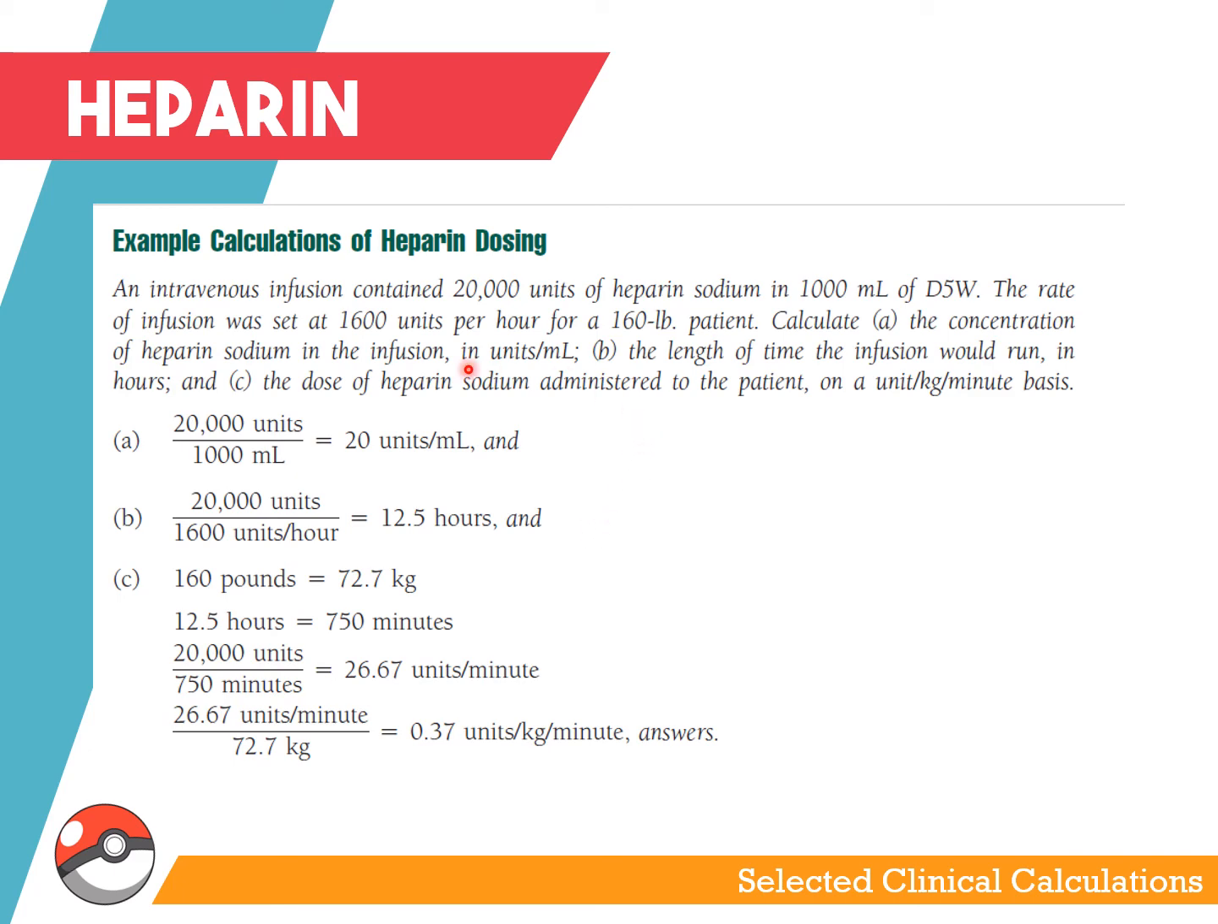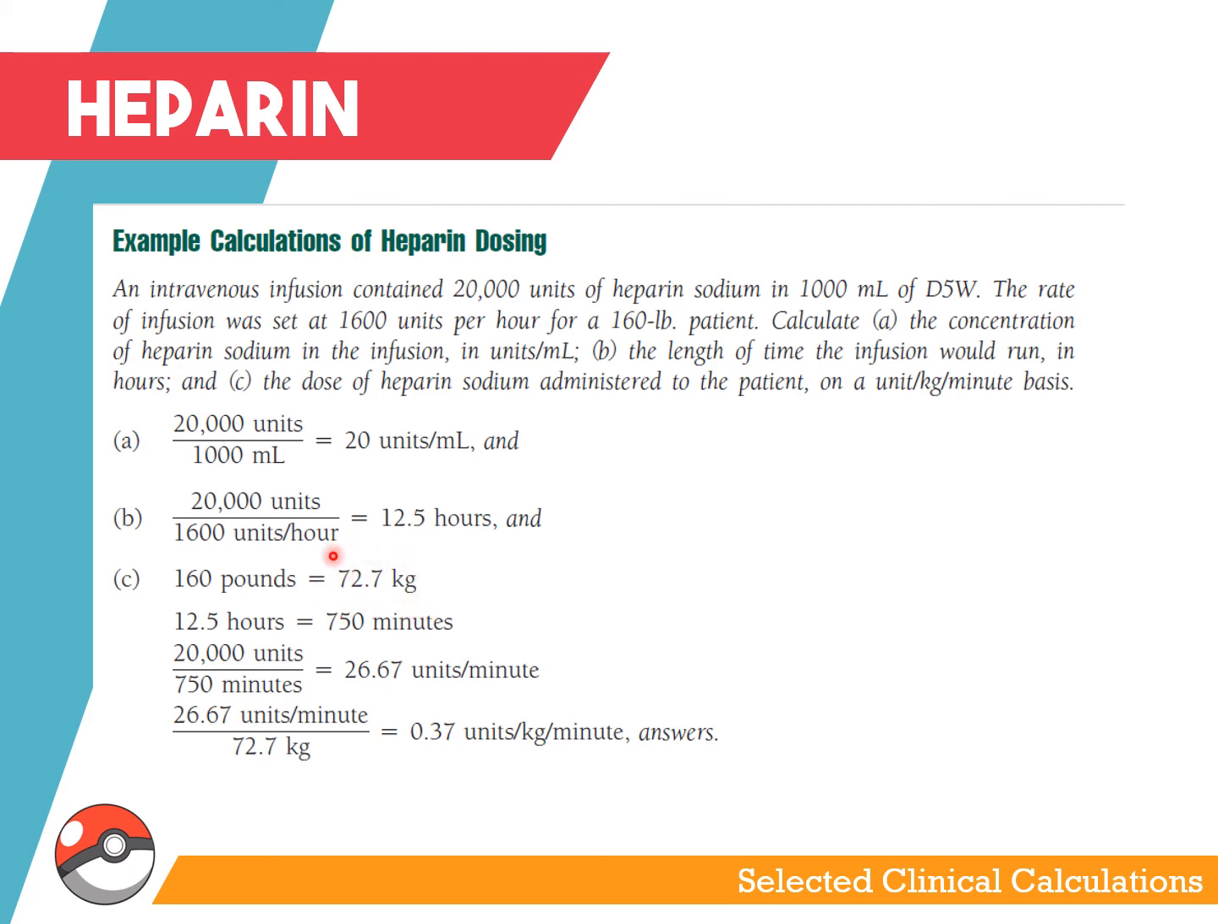Okay, for the last question, what is asked is the dose of heparin sodium administered to the patient on a unit per kilogram per minute basis. So here we will use the remaining givens. But first we should convert pounds to kilograms, since that is the required unit. So 160 pounds is equal to 72.7 kilograms. And again, the conversion factor is 1 kilogram is equal to 2.2 pounds.